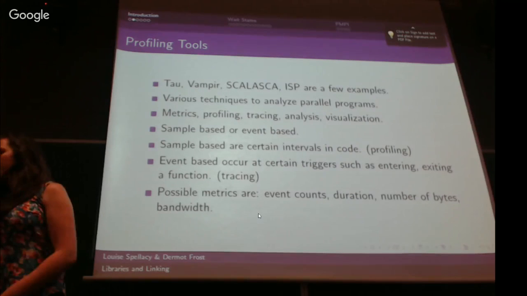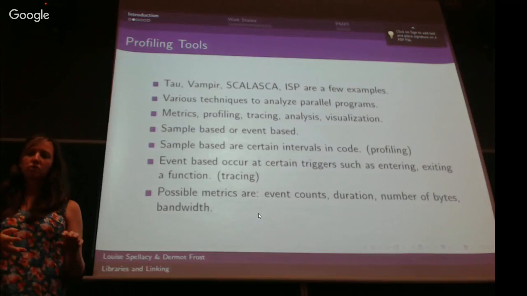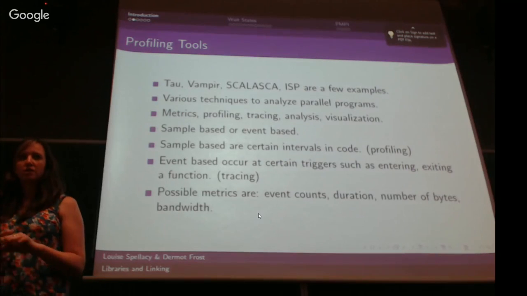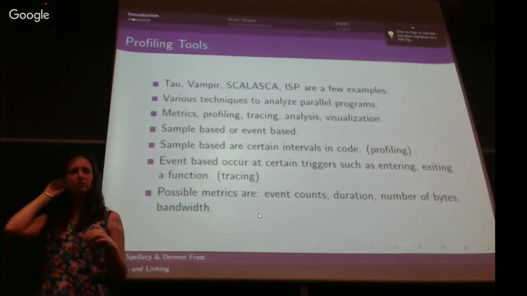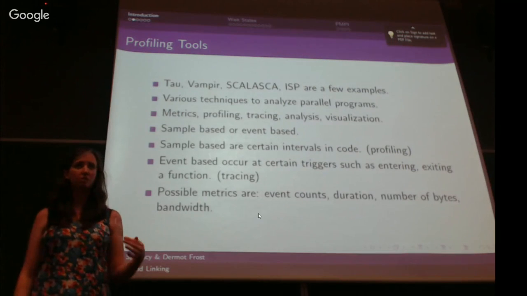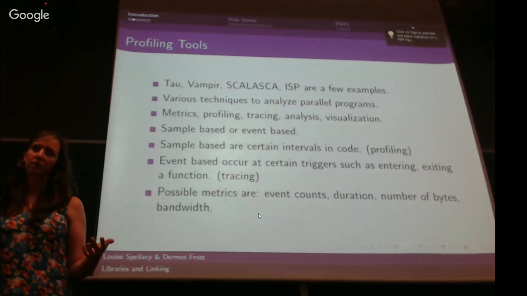So possible things you can look at then are event counts, the duration that you spend in a function, and the number of bytes that you're sending, and bandwidth. So today we might look at just trying to implement maybe an event count. So counting the number of sends and receives and maybe broadcasts that are happening in your code.